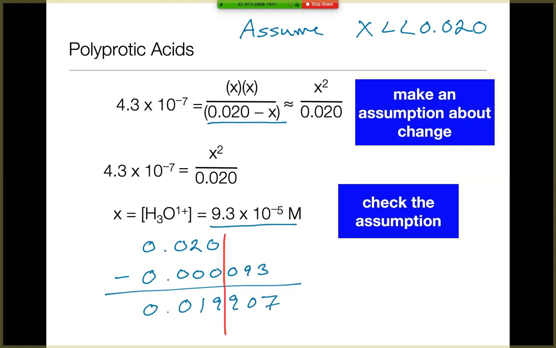Remember, for subtraction, it only matters how many decimal places; the number that has the least amount of decimal places dictates what my final answer will be. I take a look at that 9 and round it up, and it becomes 0.020. My assumption holds.